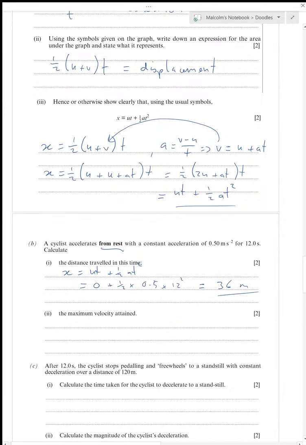Calculate then the maximum velocity attained. We're starting from rest. We have a time, we have an acceleration, so we can just use v equals u plus at. Again, u is equal to 0, so it's 0 plus 0.5 multiplied by 12 to give me 6 meters per second.